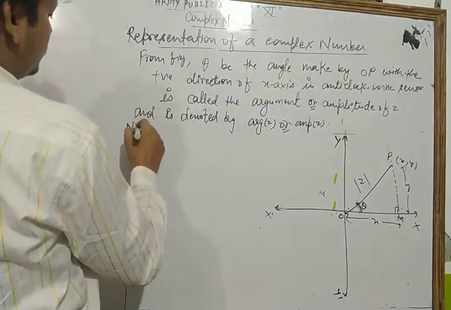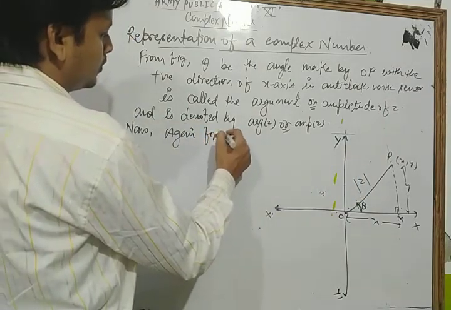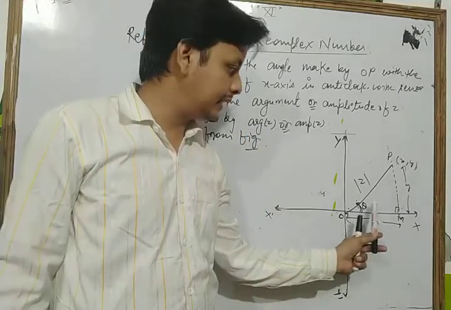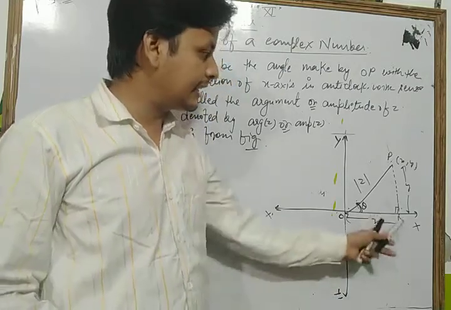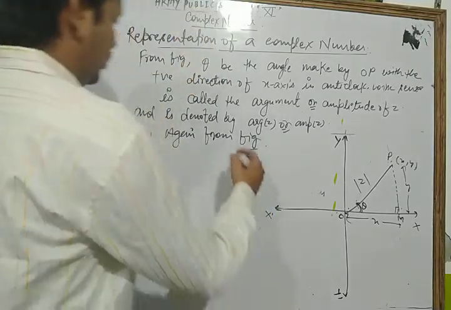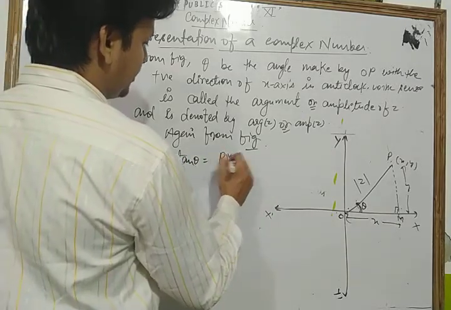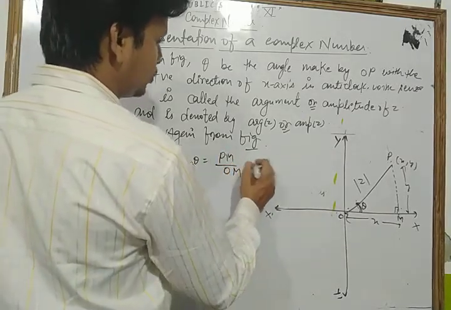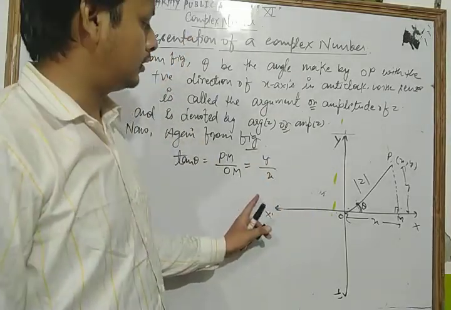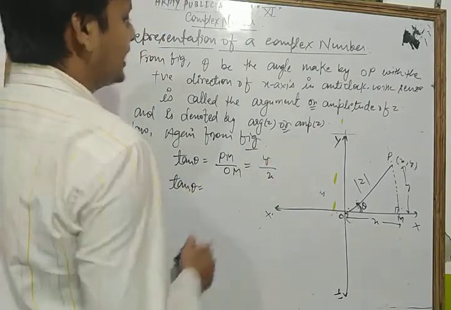Now again from the figure, dear students, we apply tan in the right angle triangle. You know that tan theta is equal to perpendicular upon base. From the figure, tan theta is equal to PM upon OM. So dear student, PM is y and OM is x.